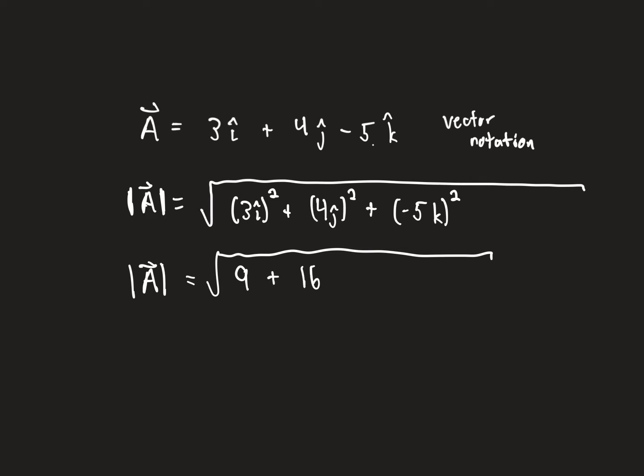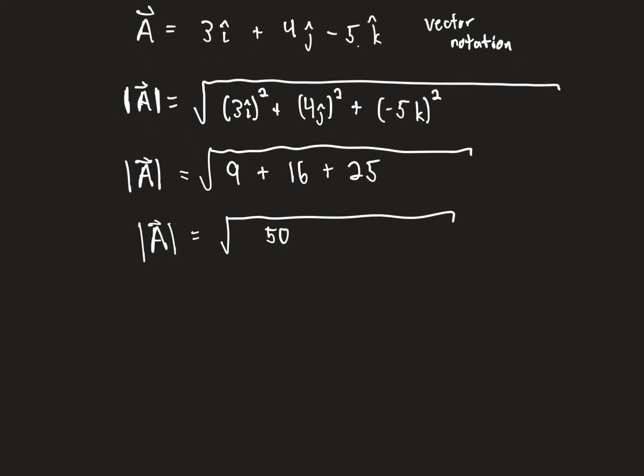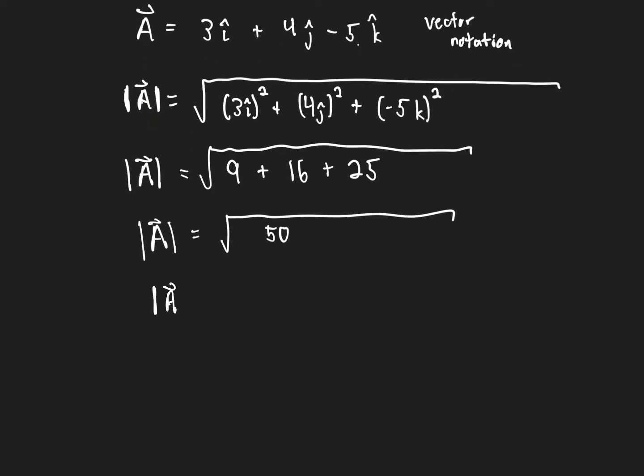So 9 plus 16 plus, what's negative 5 squared? 25. Positive or negative? Positive. So the magnitude of A is equal to the square root of 9 plus 16 plus 25. What's that? 50. What's the square root of 50? 5 root 2. Give it to me as a decimal. 7.07 or 7.1.